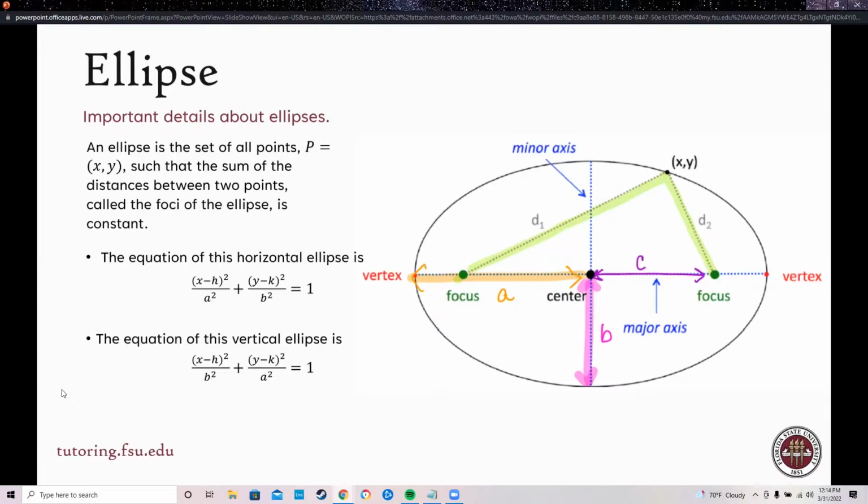Lastly, we'll talk about ellipses and the properties of an ellipse. We're neglecting to go over hyperbolas because they're less often used in math. I think the equations you most often get in precalculus would probably be parabolas and ellipses.